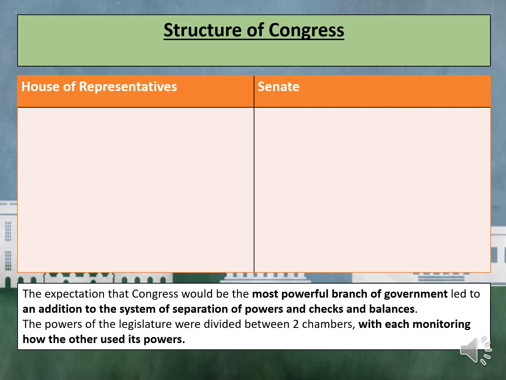Some states gain House seats while others lose them. For example, following the 2010 census, the Texas House delegation rose from 32 to 36, while New York's fell from 29 to 27, as did Ohio's from 18 to 16.